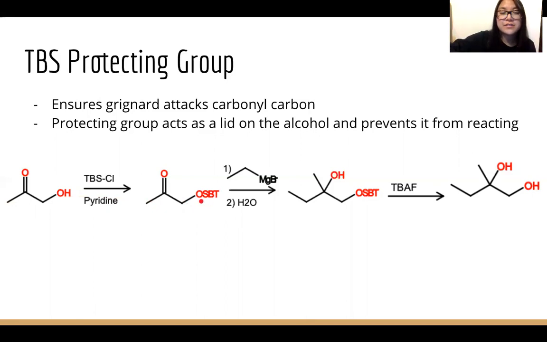So now the alcohol is protected, right? What that means is it's capped. The protecting group acts as a cap, so it's no longer able to react with the Grignard. So now that it's capped, the Grignard can go through and attack the carbonyl carbon, and then you work up with the H2O, which reprotonates it to make an alcohol, and then now you want to take the cap off, right? So TBAF is what takes off the protecting group, and then it brings you back to the original alcohol that was present here. And then this is the result of the Grignard reaction.